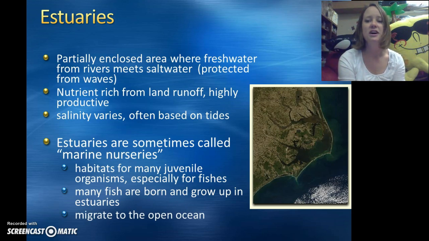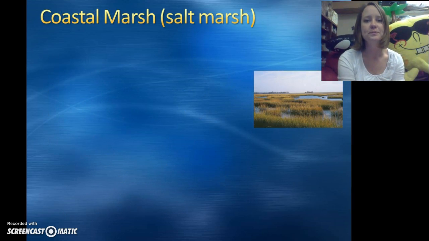Once the fish mature a little bit, then they migrate out into the open ocean. So if we aren't protecting our estuaries, then we aren't in turn protecting our fisheries, and that harms our fishing industry and gives us less food to feed our growing population.